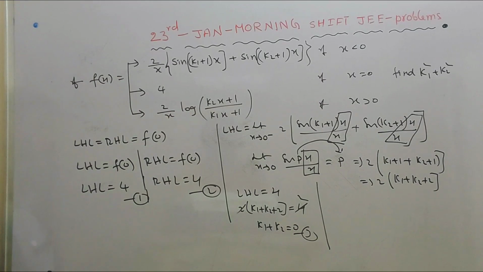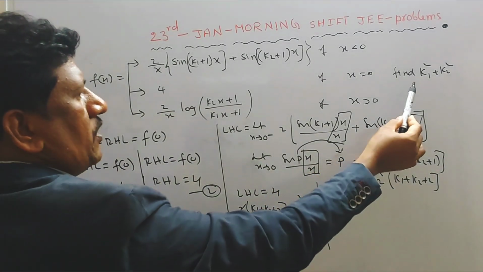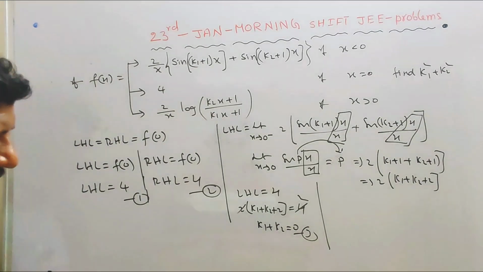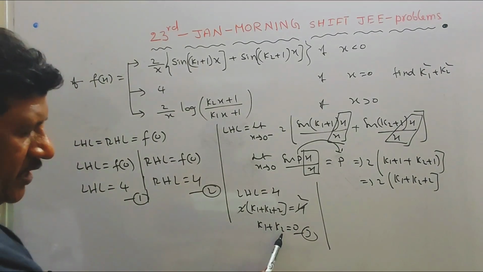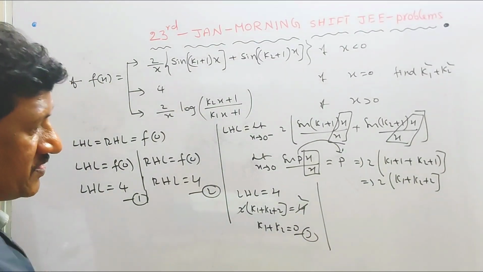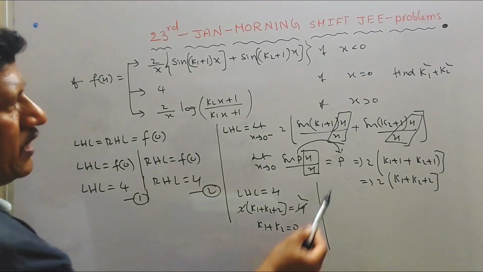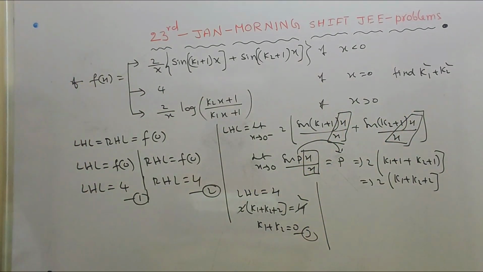But in this question what we should find out? We have to find out the value of k1 square plus k2 square. So whenever you get one more equation in terms of k1 and k2, if you solve that equation and this equation, then you will get k1 value and k2 value. Use those values to calculate the value of k1 square plus k2 square. Then how to get one more equation in terms of k1 and k2?